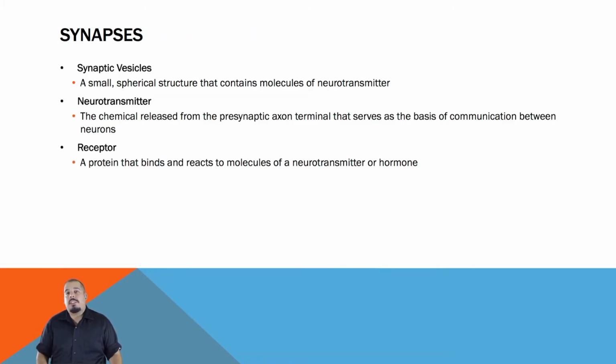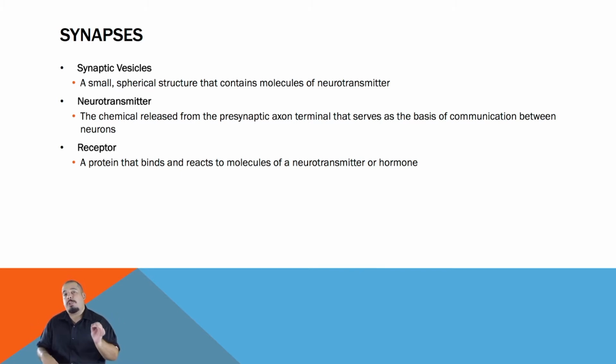Again, the synaptic vesicles are tiny sacs in the axon terminals that store neurotransmitter molecules. When the electricity travels down the axon and reaches the axon terminals, these synaptic vesicles fuse with the presynaptic membrane and release neurotransmitter into the synaptic cleft. The neurotransmitters are the chemicals that serve as the basis of communication between two neurons.